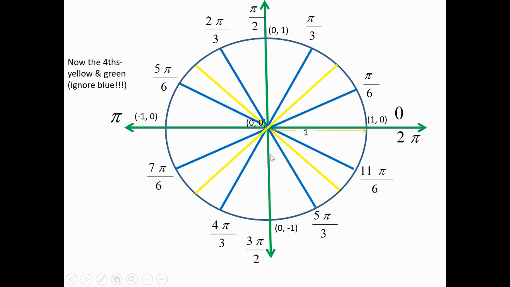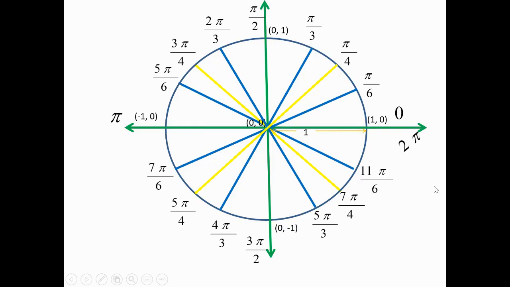Now I'm going to do the fourths, but some of them are already done for me, right? So ignore the blue. So just yellow and green. 1/4, 2/4 is done, so just tap it with your pencil. 3/4, tap the 4/4, 5/4, tap 6/4, 7/4, and tap your 8/4. And now you have a full complete unit circle with radians.